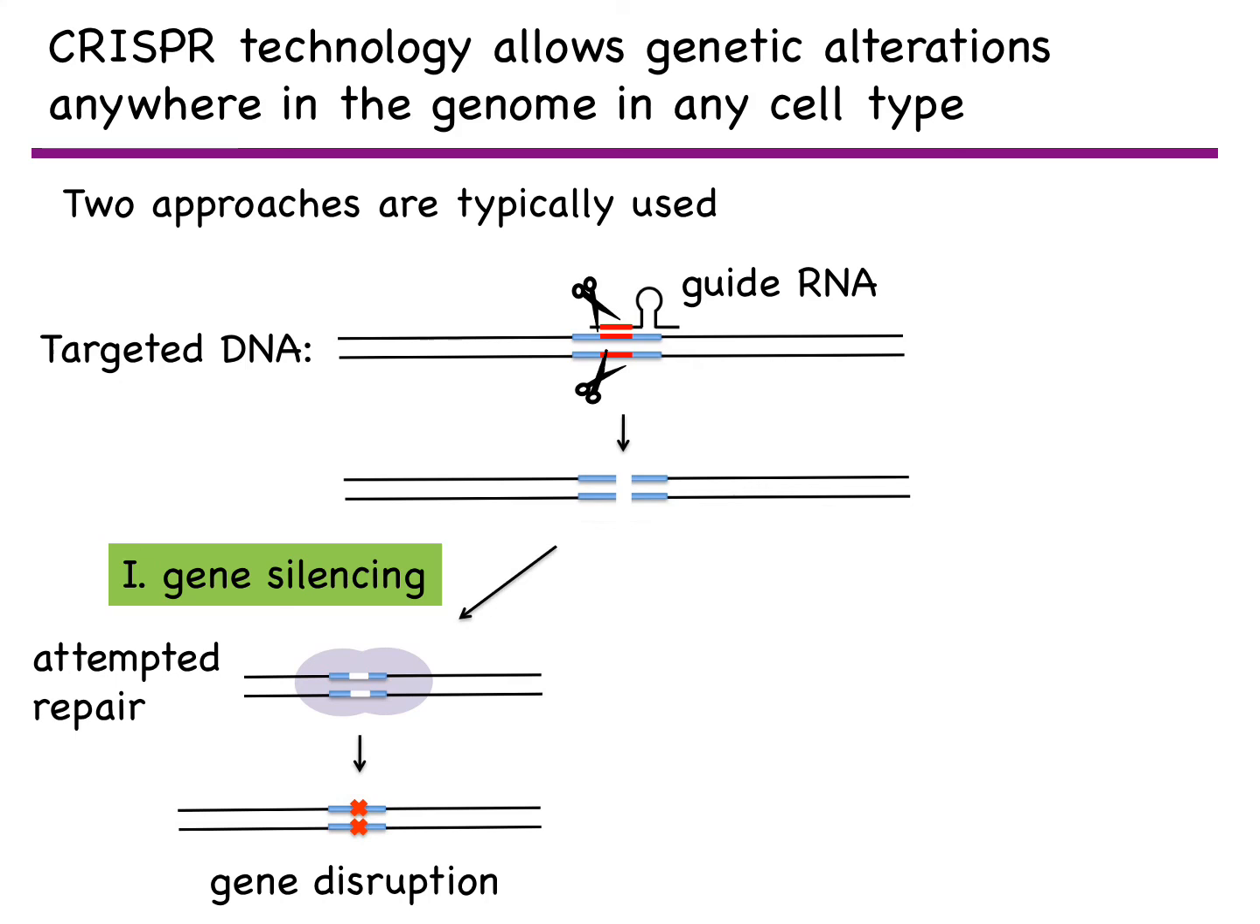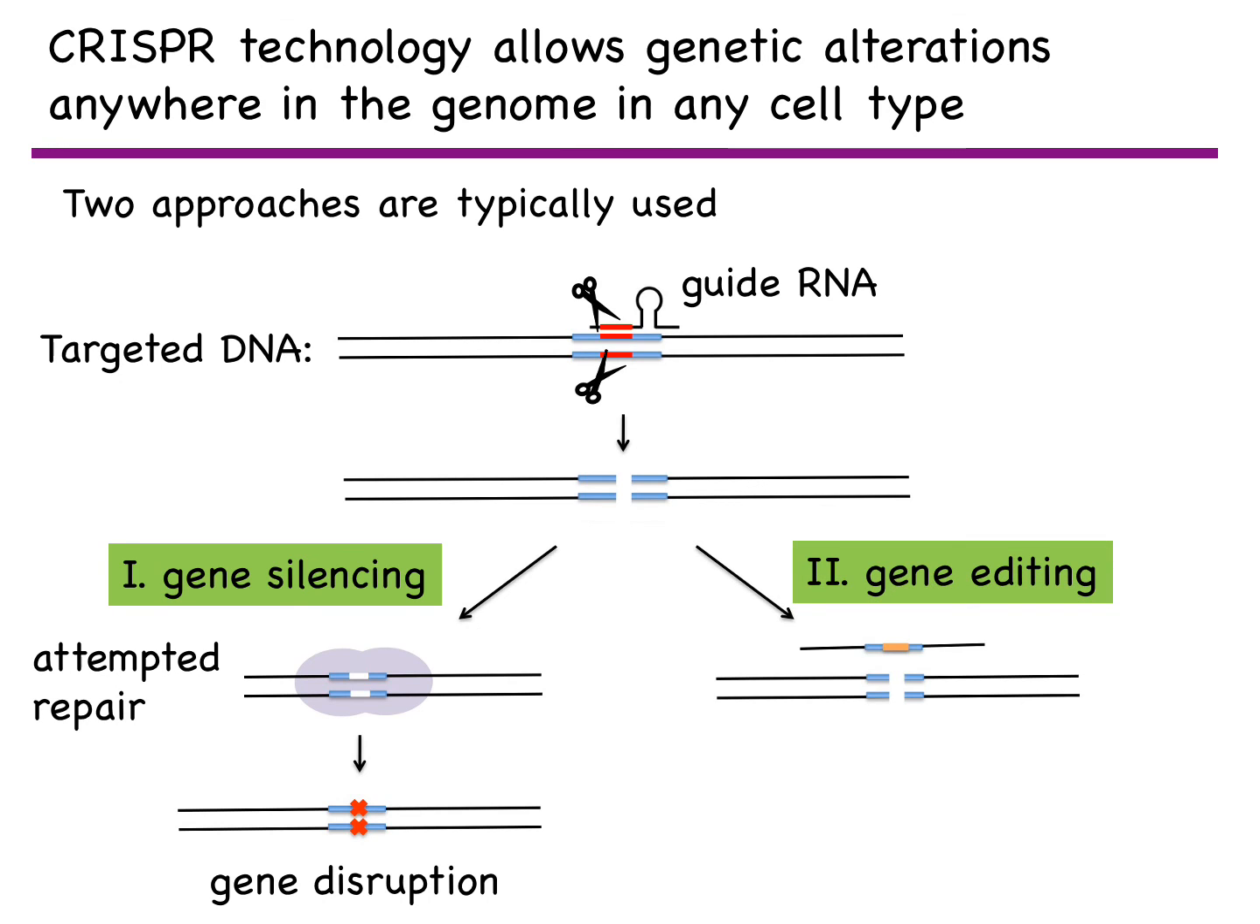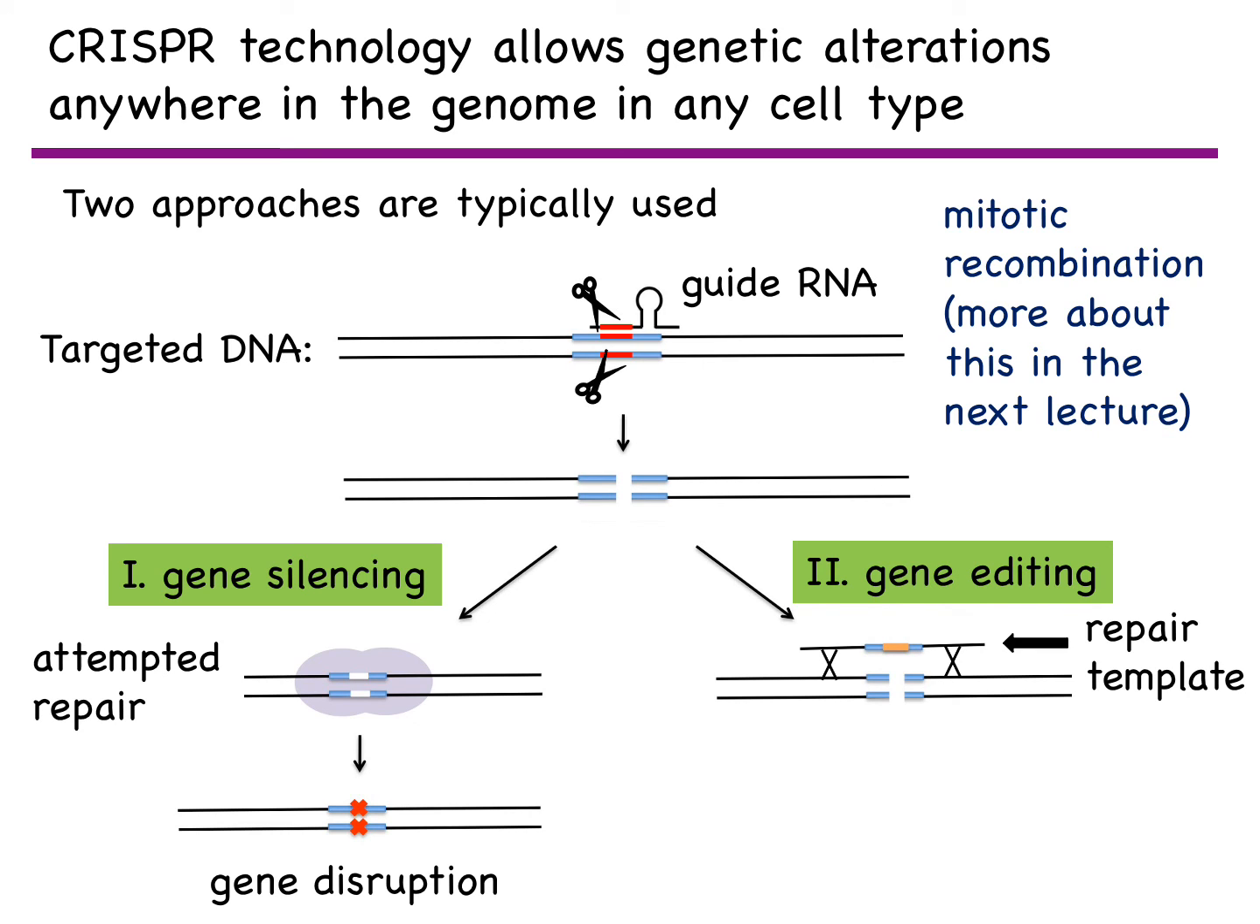The other approach that's in common usage is gene editing. And so again, the first step is the same. You just create a double-strand break. And one of the ways that the cells can repair that break is if you can supply the cell with some sort of repair template, then what it'll do is it'll use homologous recombination to basically use the repair template to replace the double-strand break portion of the genome.